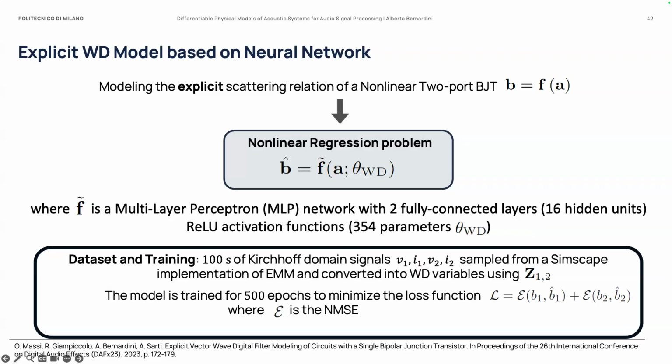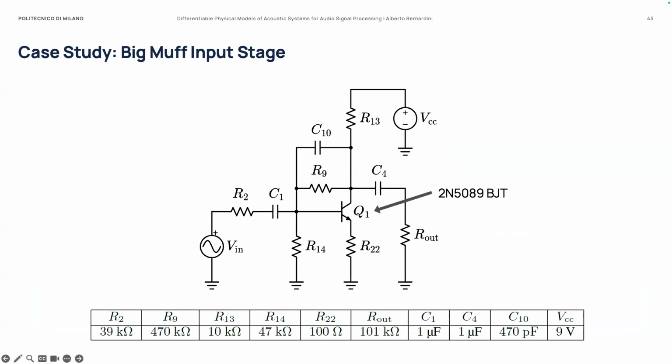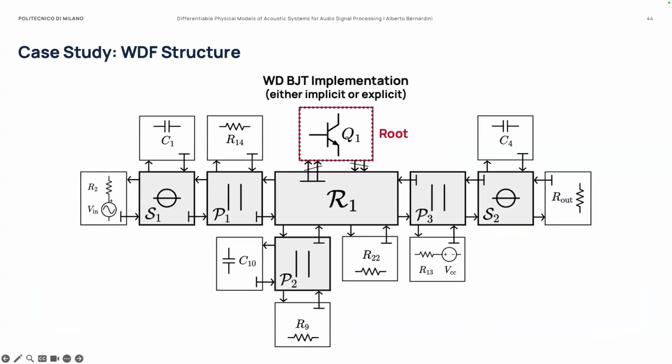The nice thing is that you get a block which is reusable in many contexts. It is more modular. Like in this case, the circuit that we have seen before is implemented using all the linear part below, and the root is the nonlinearity, which can be either explicit if you use the neural network, or implicit. If it is explicit, the whole structure is explicit. So you don't need any iterative solver.